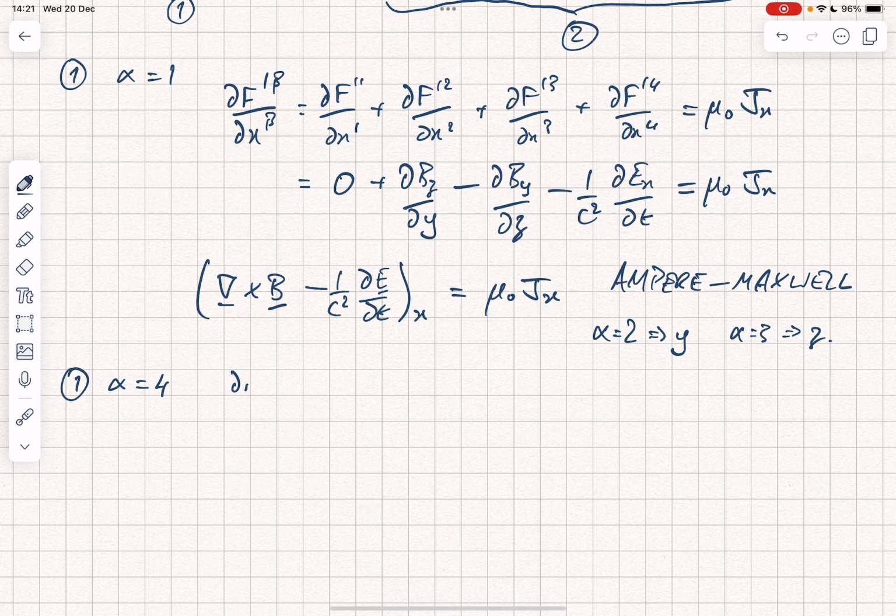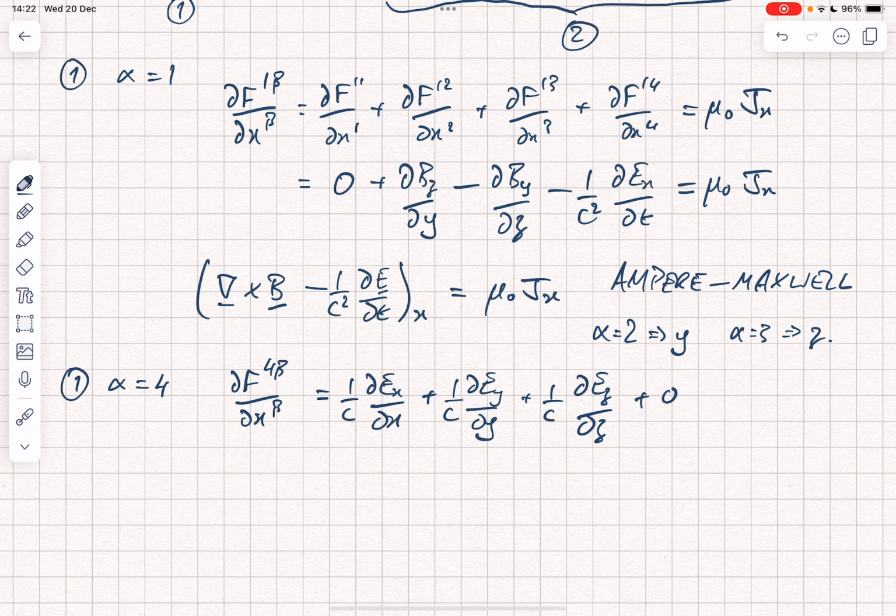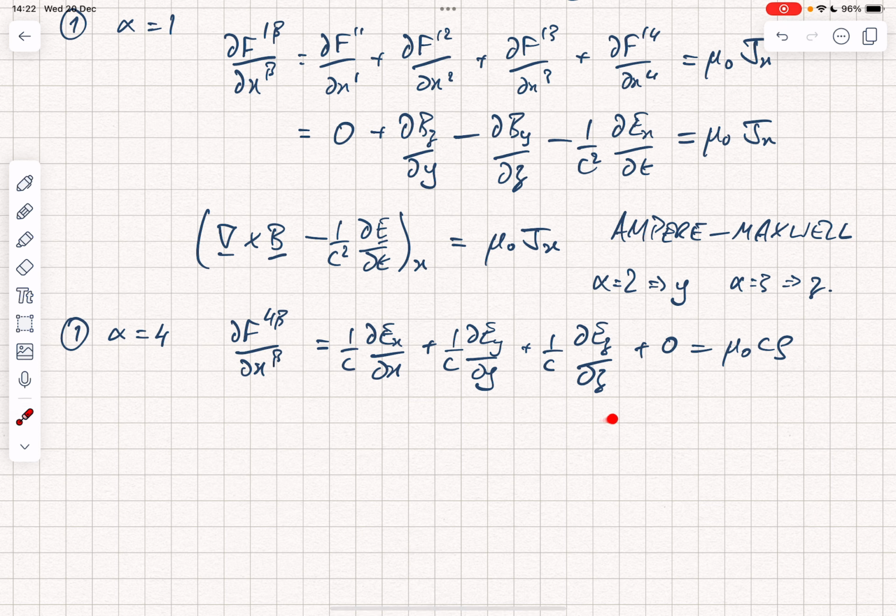So what we find is that ∂F^{4β}/∂x^β, and I'm not going to write out the individual terms this time, just to save time. It's going to be 1 over c ∂E_x/∂x plus 1 over c ∂E_y/∂y plus 1 over c ∂E_z/∂z, that's rather easy to do, plus 0, because that's the F^{44} term, and that's going to equal μ₀ c ρ, because remember the fourth component, the charge density component, is c times ρ. Of course, what we have there in these terms is just a divergence. So that tells us that 1 over c times the divergence of E is equal to μ₀ c ρ.